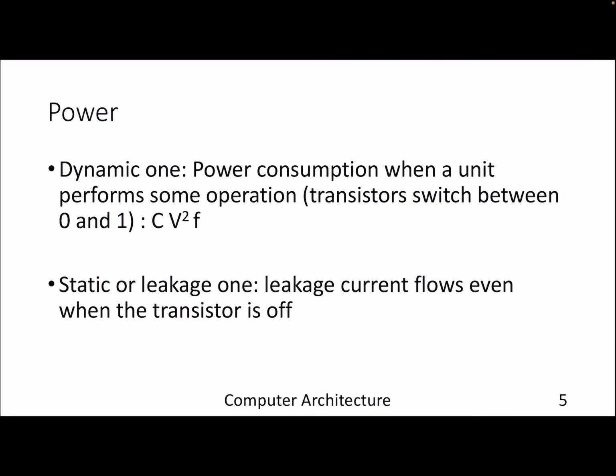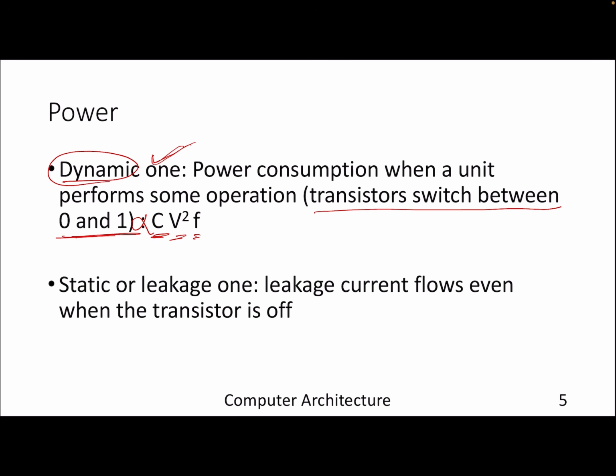So there is something called dynamic power. You can correlate it with power when a unit is busy doing something. Let's say your processor is performing some ALU operation, so the ALU is actually busy doing an addition operation. At that time, the transistors actually switch between the values 0 and 1, and that's why it consumes power, right? It's performing an operation, and that's why it consumes power. So this correlates with your capacitance, voltage, and frequency.